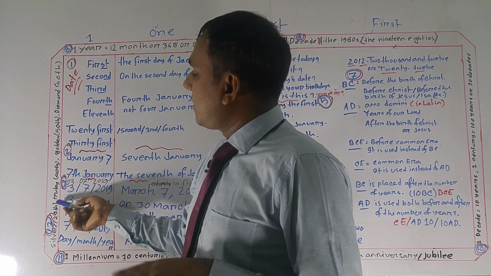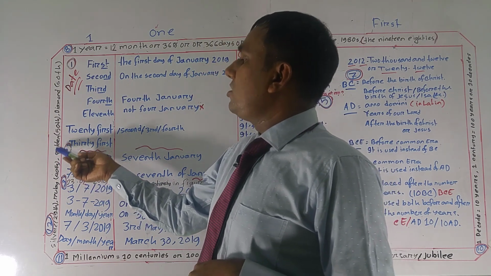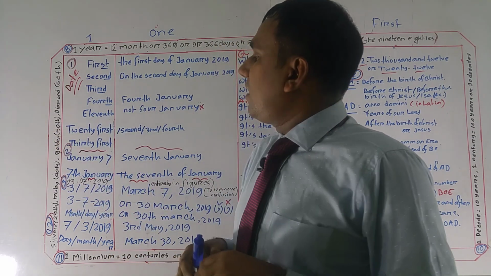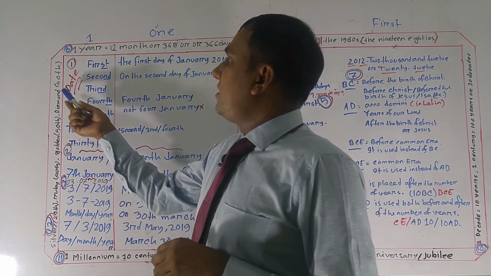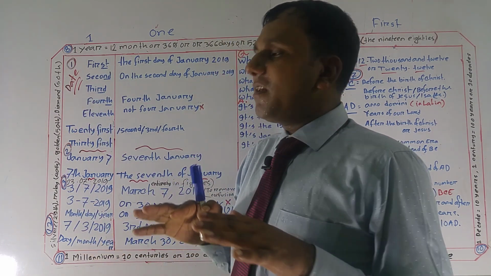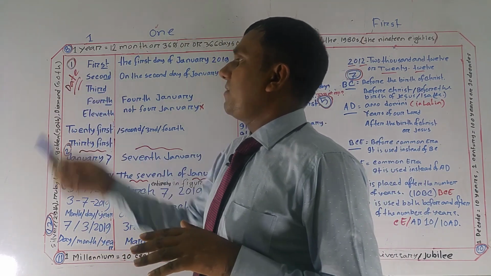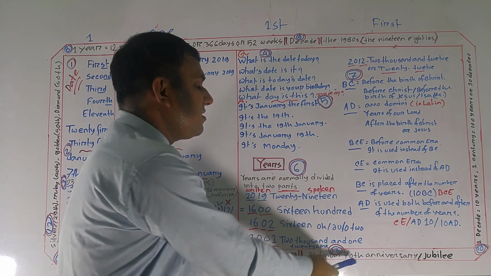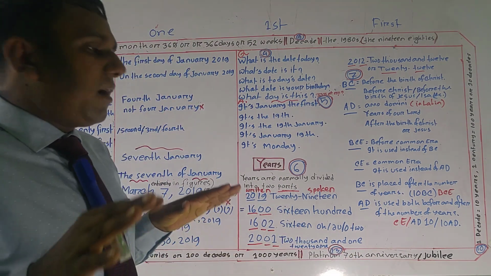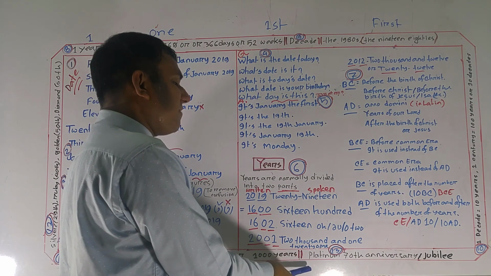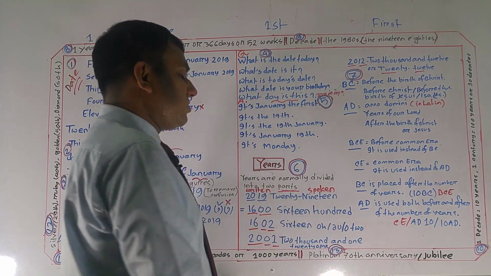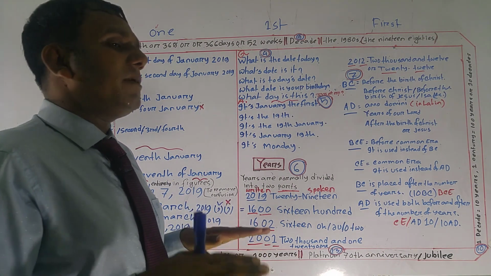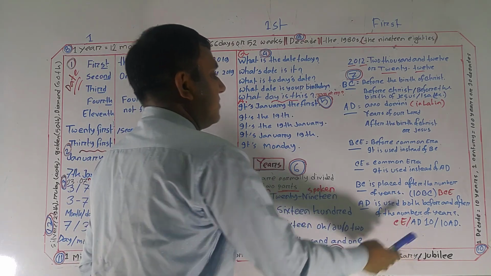After completion of 50 years of any event we can observe the golden jubilee, and after 60 years of any event we can observe the anniversary as a diamond jubilee. And after 70 years of any event we can use platinum jubilee.